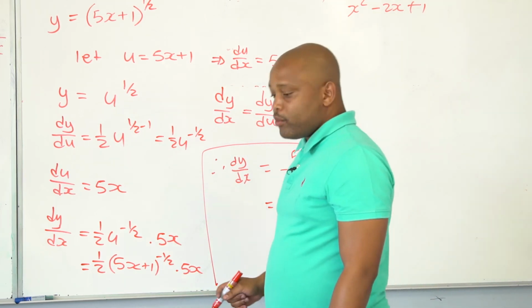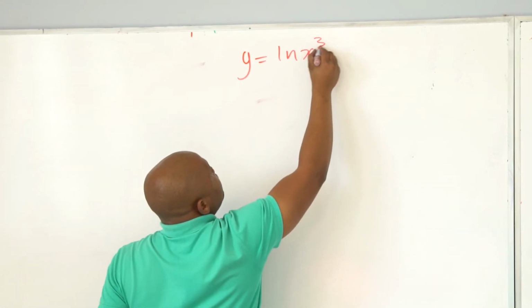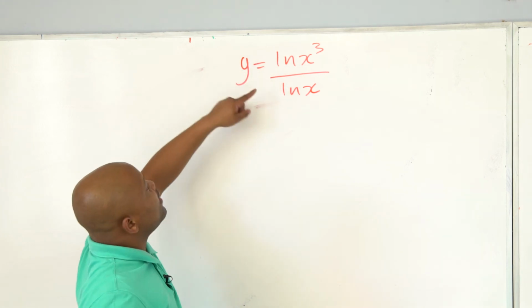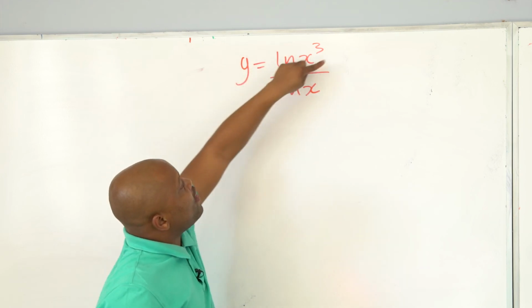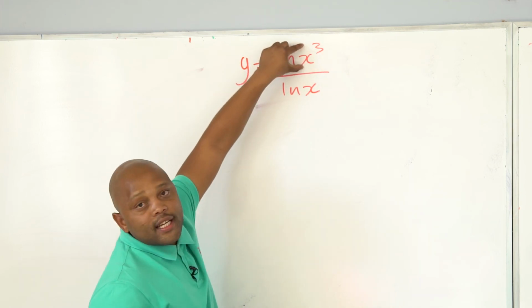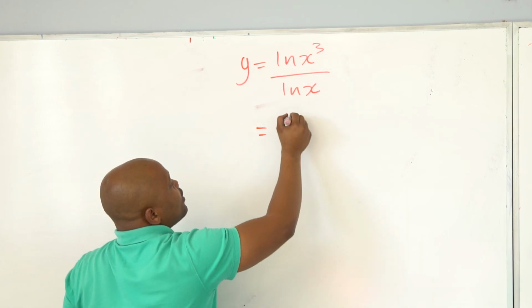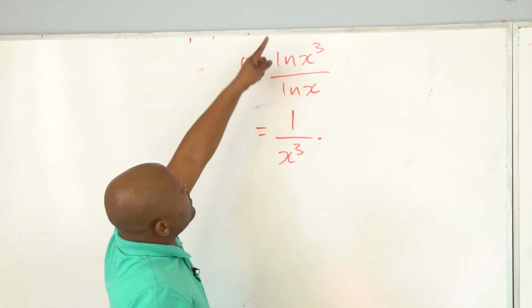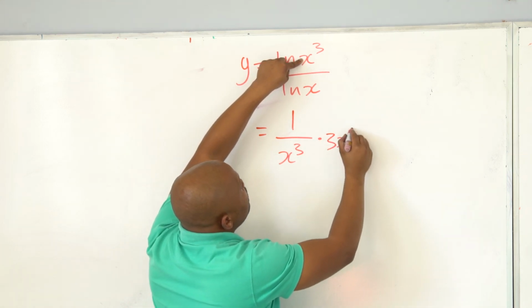Okay, sharp. So now we can move on to another problem where we have y equals ln x to the 3 over ln x. So you can say we're going to need a quotient rule, and also a chain rule, because we have a function and there's another function inside the function. Let's first start. What is the derivative of ln x to the 3? It's going to be 1 over x to the 3, multiplied by, we go inside the function, the derivative of x to the 3, which equals 3x squared.